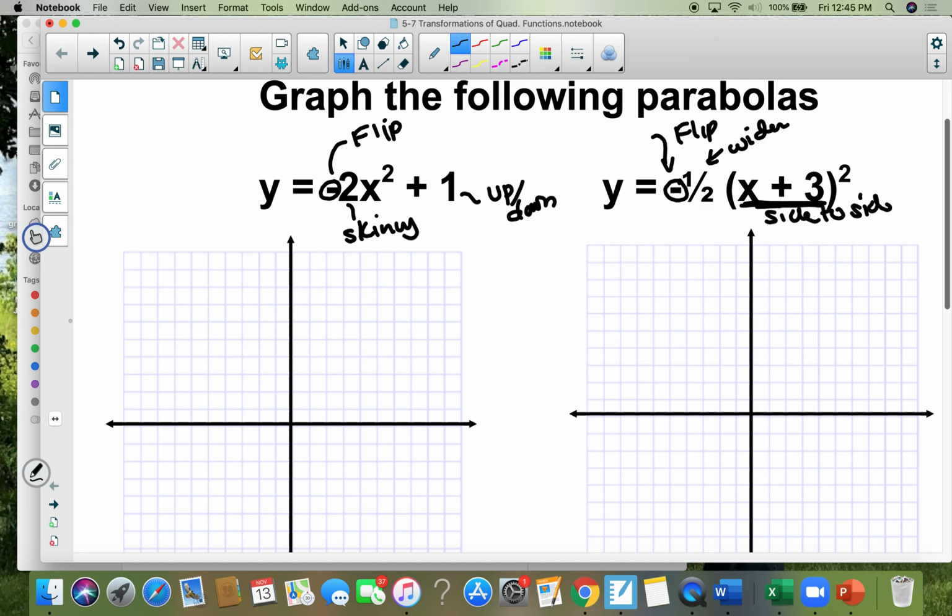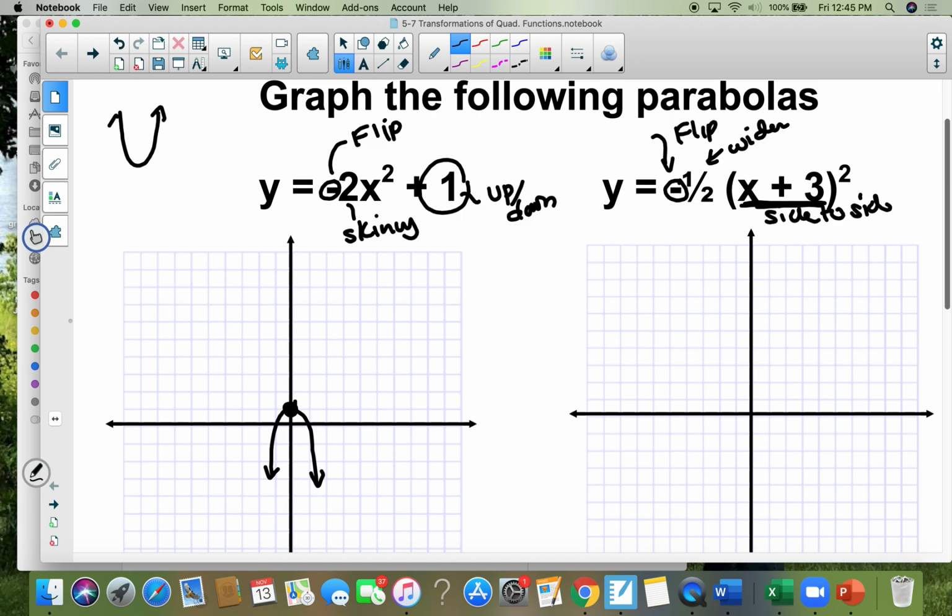So again, you already know you're making a U-shaped figure. And you're going to move your U-shaped figure up 1. And you know it needs to be upside down because of the negative, and it needs to be skinnier. And you are done with the first problem.